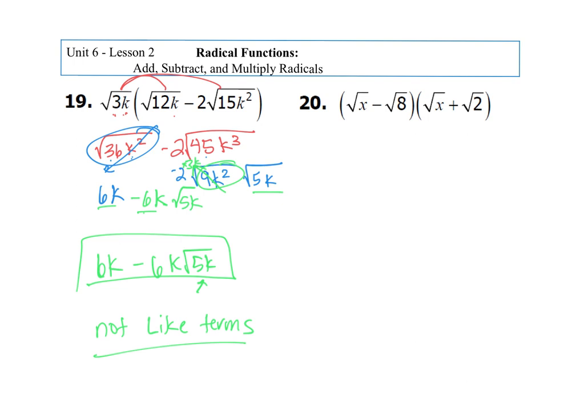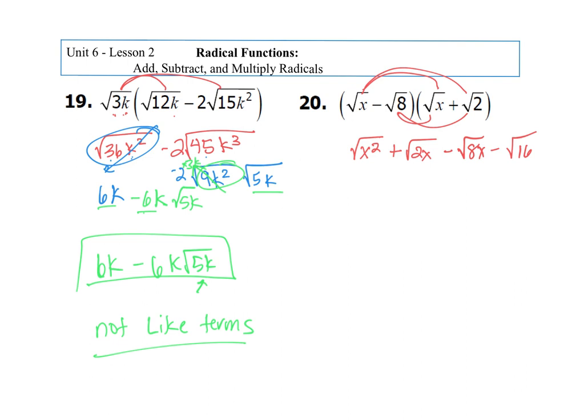Okay, number 20, last problem. We're going to FOIL with some variables. So we have the square root of x times the square root of x is the square root of x squared. The square root of x times the square root of 2 is a positive square root 2x. And then we have negative square root of 8 times the square root of x. It's a lot of tongue twisting things for me today. Negative, minus the square root of 8x. And then the square root of 8 times the square root of 2 is the square root of 16.